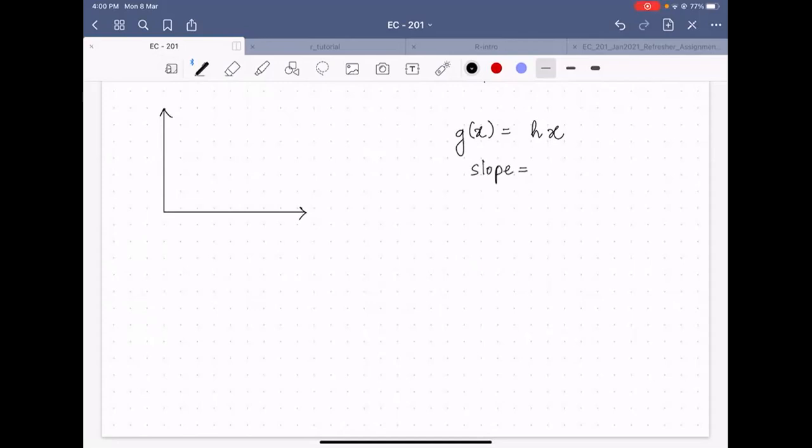h would be the slope. Great. Does it have any intercept? No, it doesn't have any intercept. And the question says that h is greater than 0. So how would this look? Would this be an increasing graph or a decreasing graph?